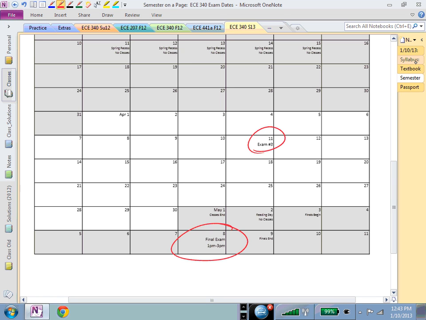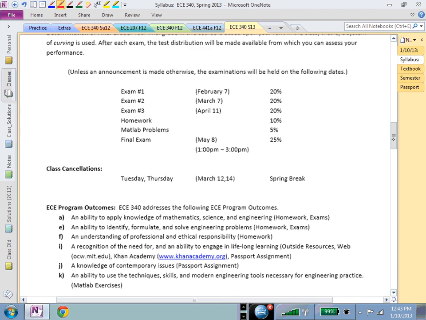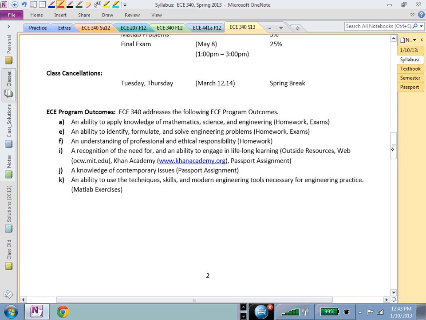If we go back to the syllabus, then here are, have you heard of ABET? That's now just the acronym. It's the accreditation agency that accredits your degree. When you graduate, you will graduate with an accredited Bachelor of Science degree.